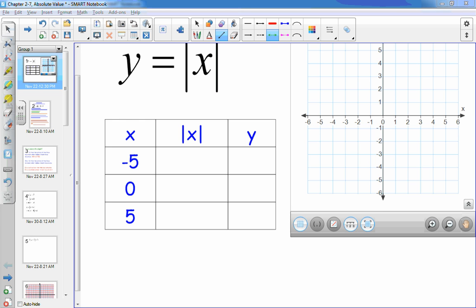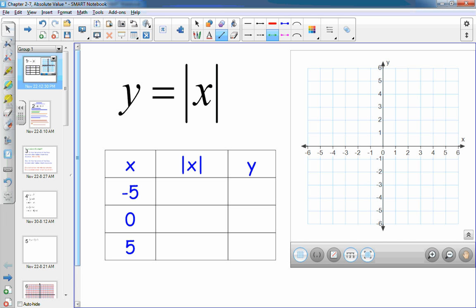This is chapter 2-7, and we're going to be talking about absolute values today. Absolute value is the distance a number is away from 0 on the number line. It is a distance. Therefore, can distance ever be negative? No, distance is always positive because I cannot take a ruler or a tape measure and have a negative value on there, can I? It's always a positive value.